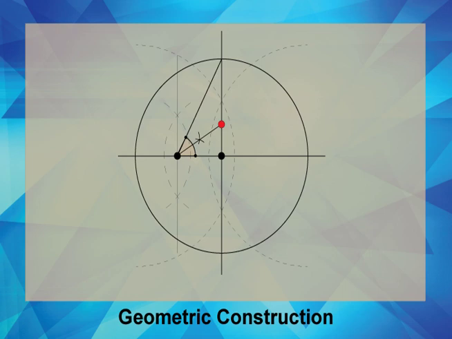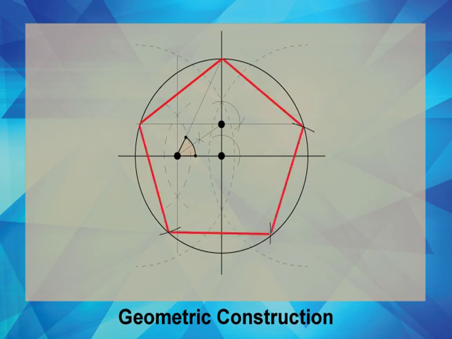Next, create a line parallel to the x-axis and through the highlighted point. Create 2 arcs as shown. Then create the 3rd arc and the parallel line. Next, construct the line segment shown, which is one of the sides of the pentagon. Use the compass to mark out the other sides of the pentagon on the circle.